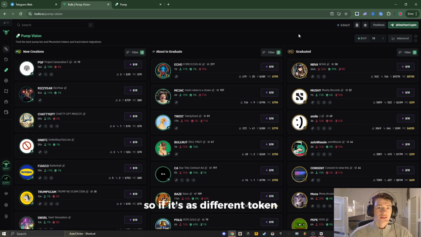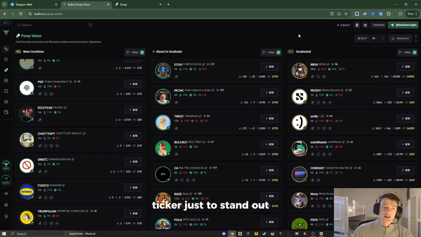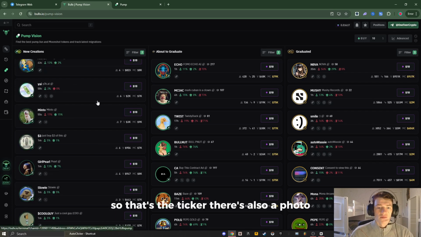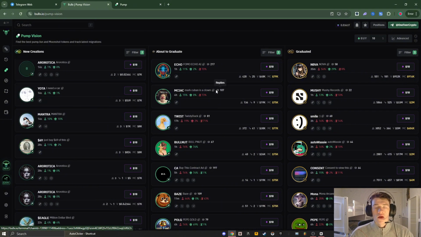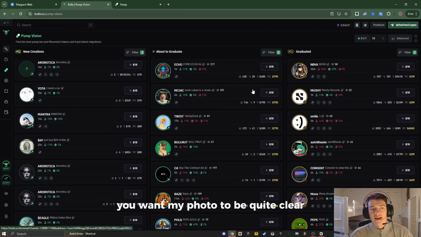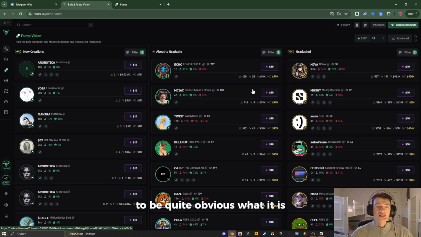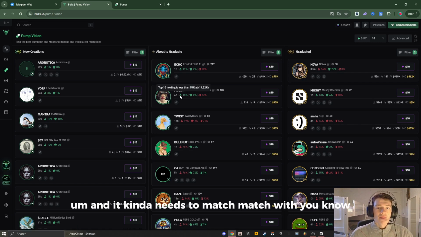If it's a different token with lots of information, it could even be a smart idea to have a really complicated, long token ticker just to stand out. So that's the ticker. Then there's also the photo. You want the photo to be quite clear, to be quite obvious what it is the second you look at it. And it kind of needs to match with the actual token.